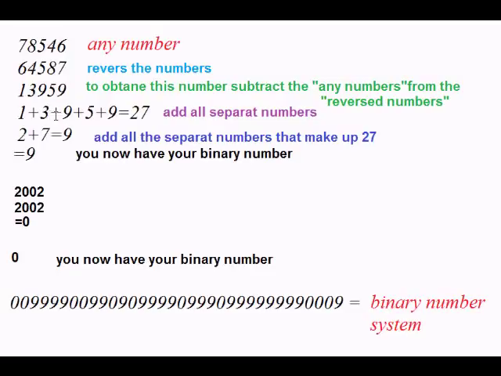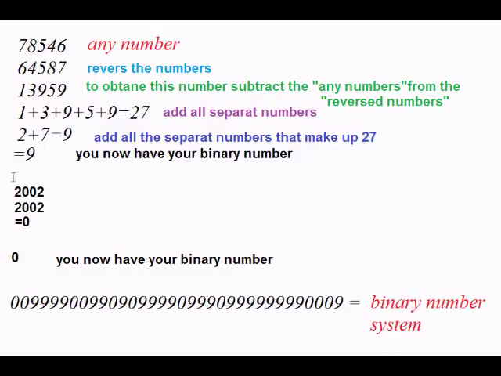So 1 plus 3 plus 9 plus 5 plus 9 gives us the answer 27. And this is just this number broken down, but all the numbers here have been added up individually. We then do it again. So 2 plus 7 equals 9, and this is the first binary number. And like I said, it doesn't matter which number you choose, it's either going to give you one of two numbers. It's either going to give you a number 9 or a number 0.